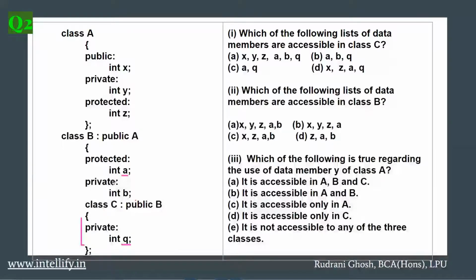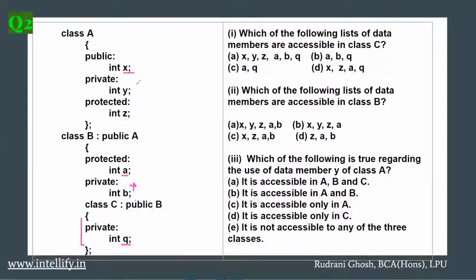We know private data members cannot be inherited, so we will not take this into consideration. So B will be ignored. Now class B has been derived from class A. So let's go to class A. X is public. So as X is public, and we have been deriving it from public here as well as here, inside class C also it will be accessed publicly.